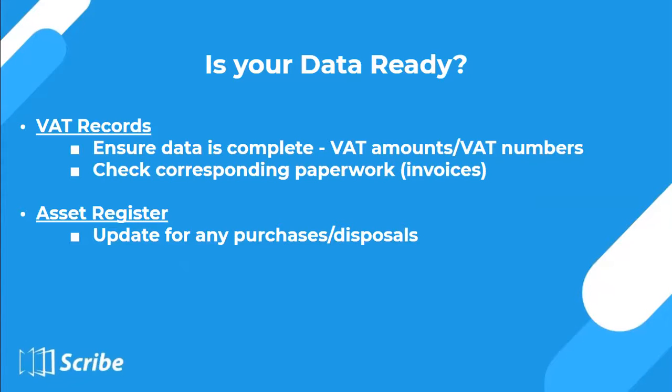Therefore, it may be helpful to check your data is correct with regards to the VAT rate applied and that you also have the corresponding paperwork. In order to claim back VAT, you must have an invoice from the supplier clearly stating the VAT number and showing the amount or rate of VAT applied. Lastly, you can also look to update your asset register for any additions or disposals that have taken place so far this year. This is really just about identifying ways to get to as up to date as possible.